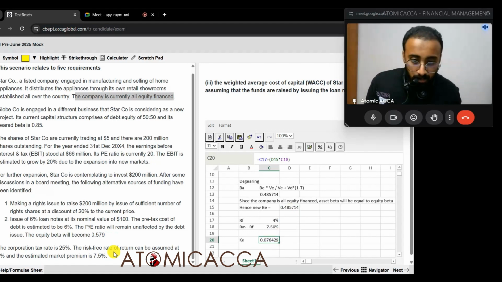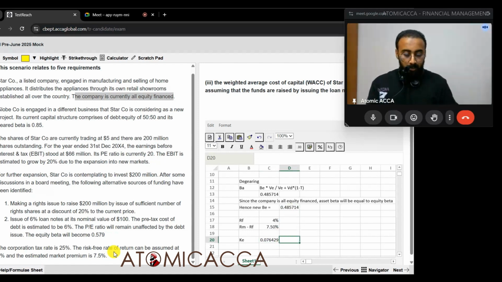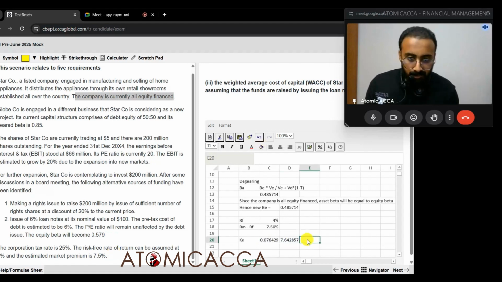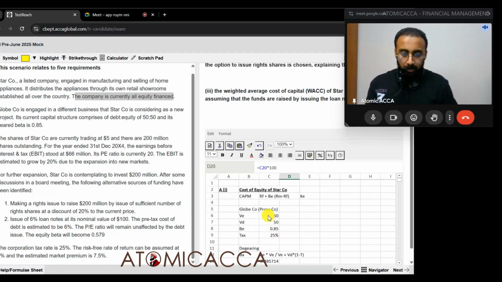That is equal to 0.076. If I take this into 100, I'll get the answer as 7.642. So I can say 7.43 percent, that will be cool. So that will be our answer over here.